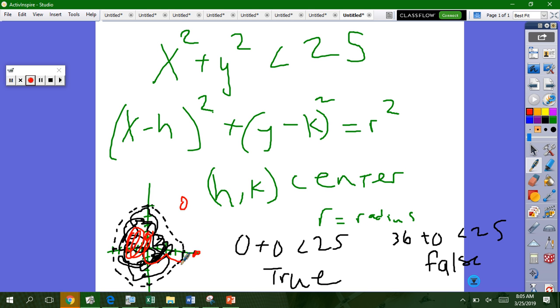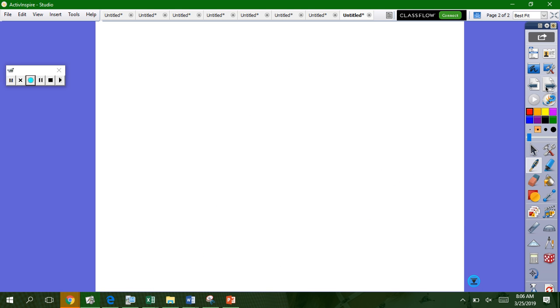Everybody good? Did we do this in 1010? Maybe not with circles and stuff, but I think we did the shading with inequalities. Okay. All right. So now we're going to go ahead and do one that's a system of inequalities. Okay, a system of inequalities.